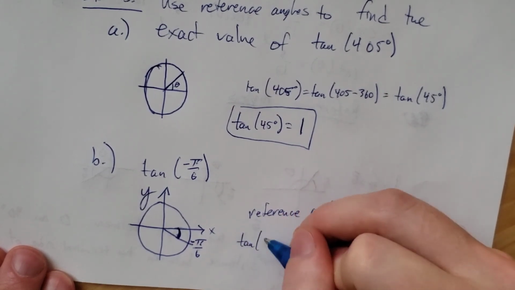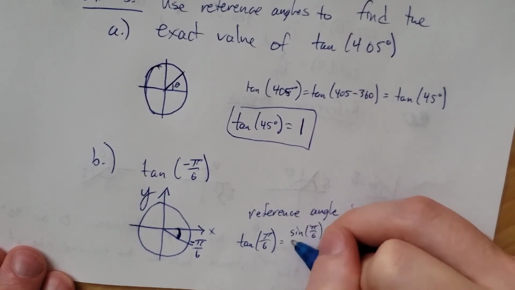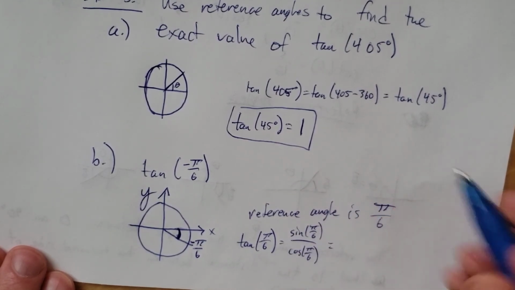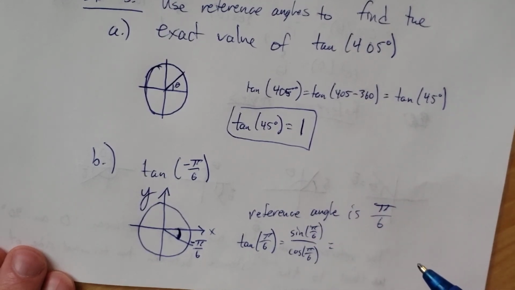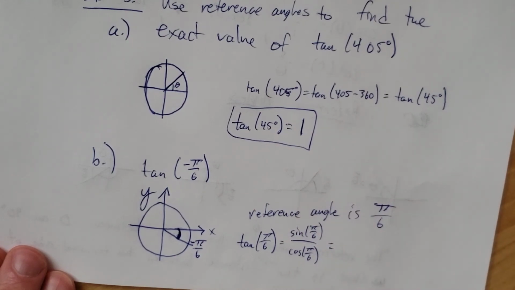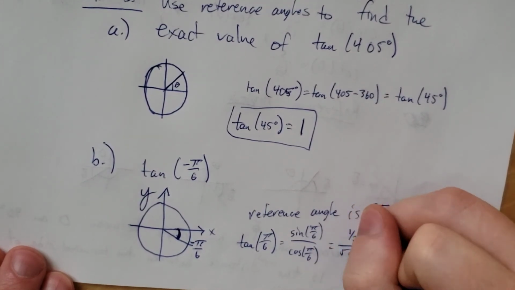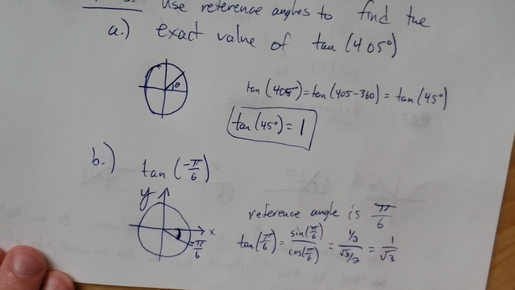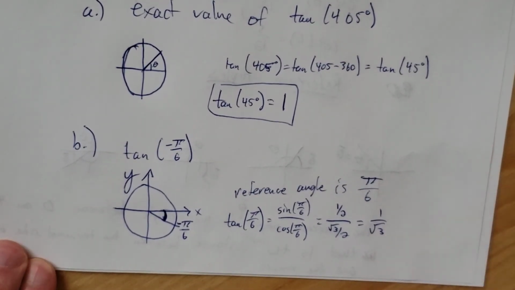What is tangent of pi over 6? Well, this is sine of pi over 6 over cosine of pi over 6. These are values that you should know from the previous sections, so we should know those values off the top of our head. Sine of pi over 6 is 1/2. Cosine of pi over 6 is root 3 over 2. So this is 1 over root 3. And we're almost done.